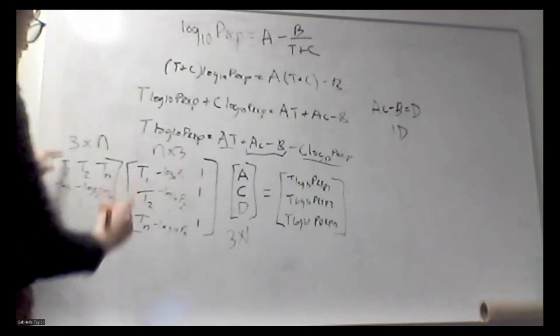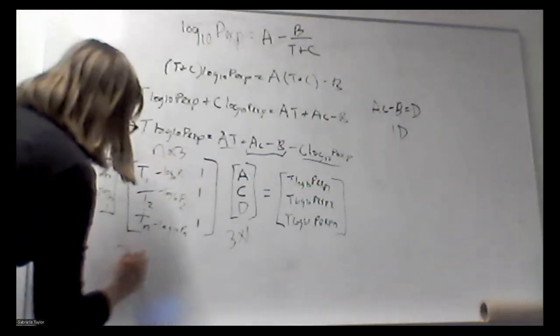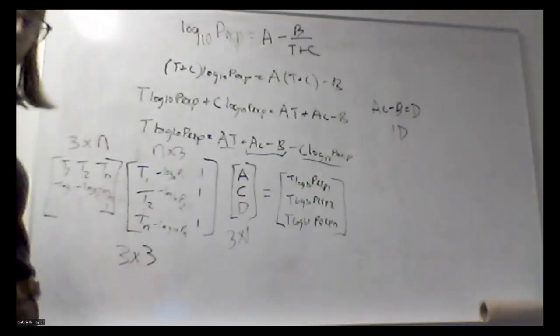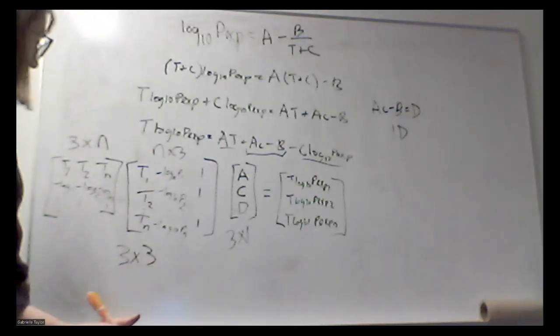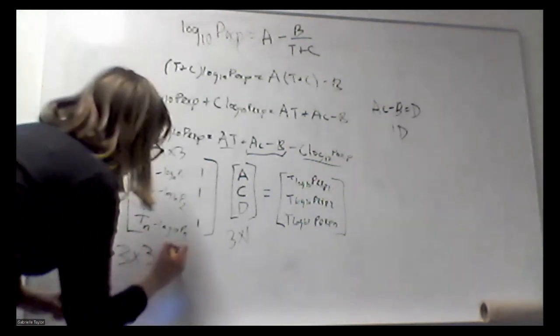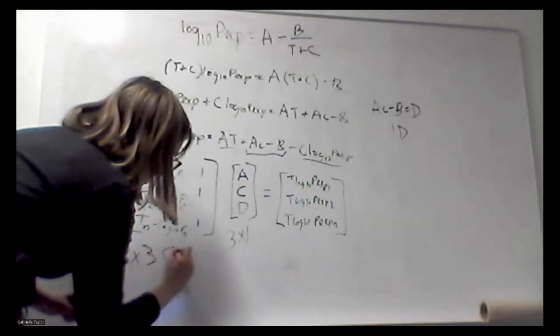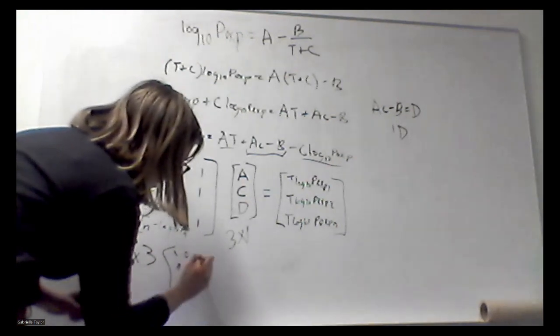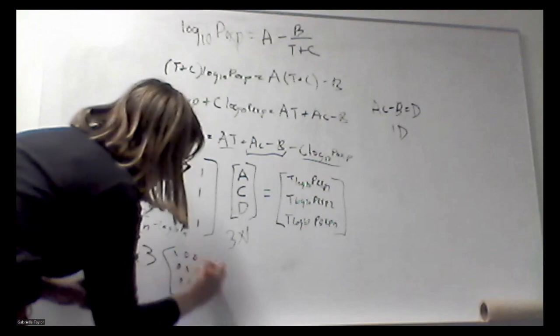So it's going to give us a 3 by 3 matrix, and that's going to be easy for us to solve. And when we multiply A transpose, the matrix we're going to get is going to be this: 1, 0, 0, 0, 1, 0, and then 0, 0, 1.